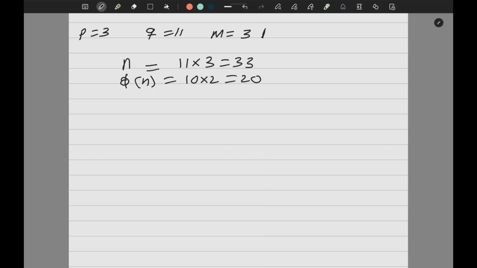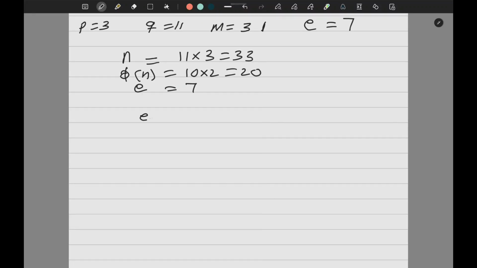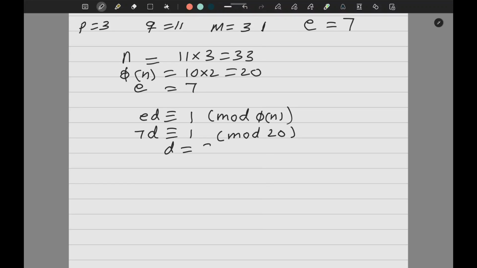Correct? And then they have given in the question, I have not written, E is equal to 7. Now E is equal to 7 is also given. So we will apply the congruence that ED congruent 1 mod phi n. So what is the value of E? 7. 7D congruent 1 mod of 20. So again now you find out the value of D. So here again it is the same equation. So D is equal to 3.